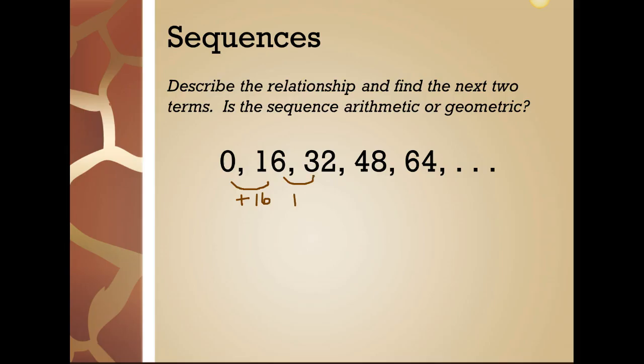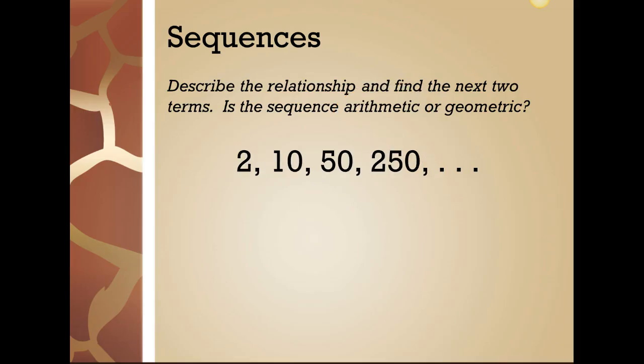To get from 16 to 32, we'll add 16, and so on. So we can see that the relationship is plus 16 each time. In order to get the next two terms, we will have to add 16. 64 plus 16 is 80, and 80 plus 16 is 96. Since we are adding the same value each time, we know that this is an arithmetic sequence.